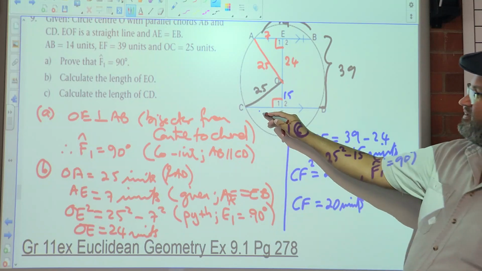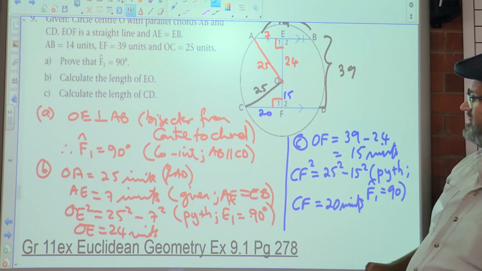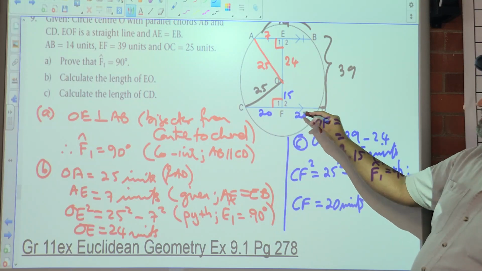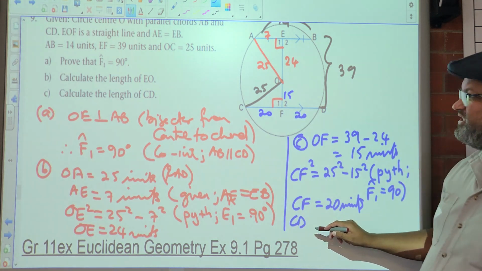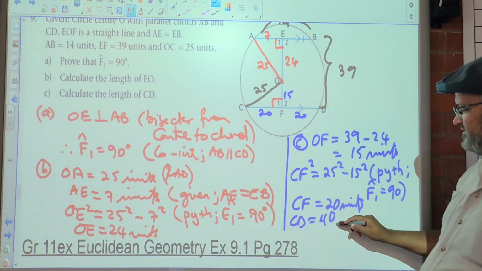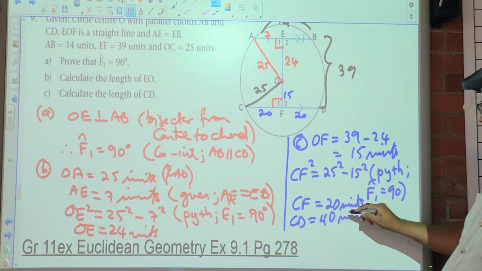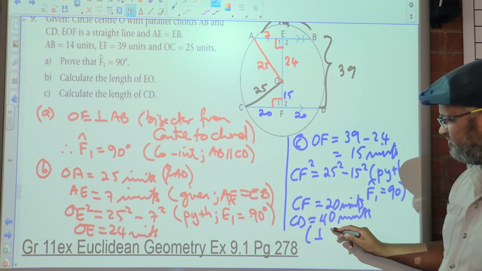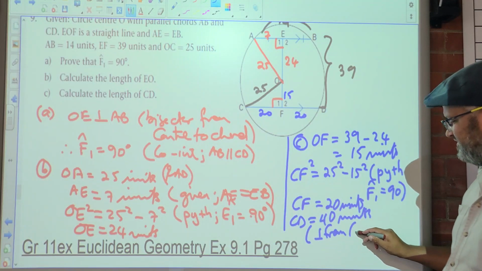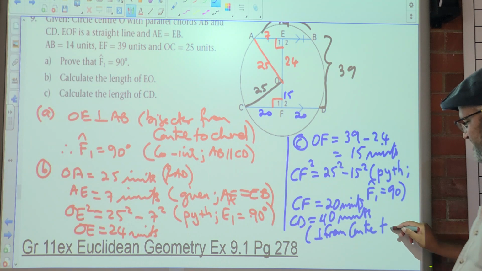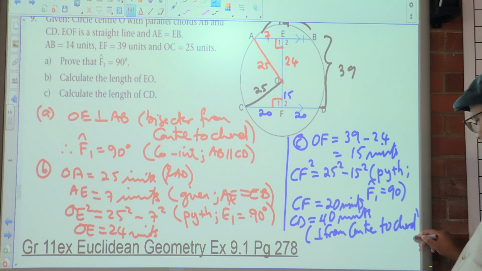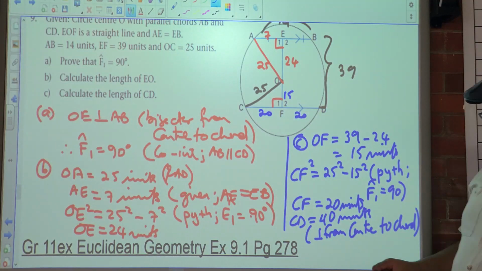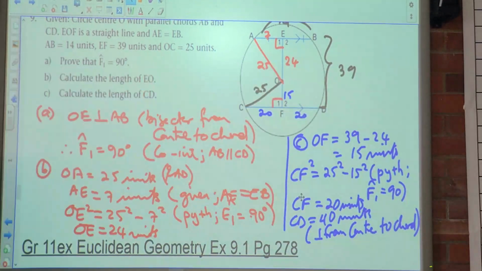Okay. Will that answer the question? No. So that's also 20, so we're giving an answer of CD to be 40 units. Why? Because the perpendicular from center to chord bisects the chord. Okay. Any confusion there? Any questions?